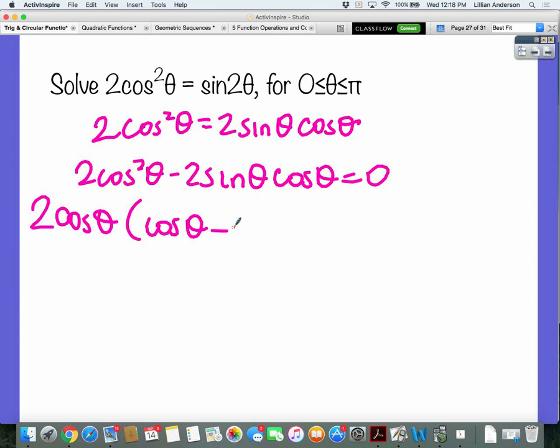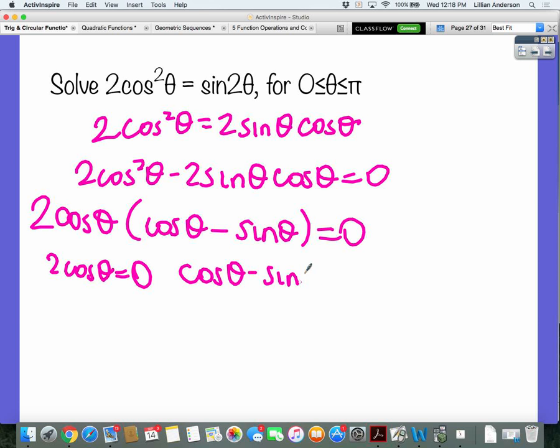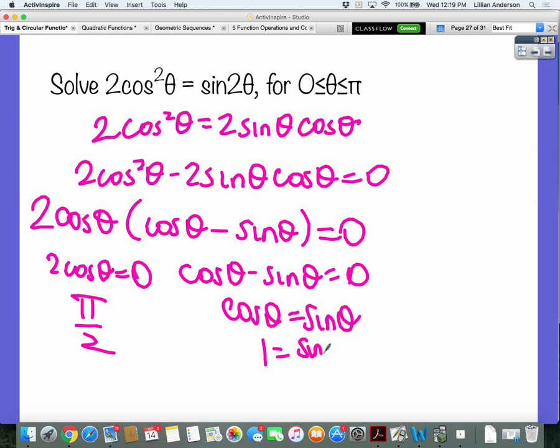You have cosine theta times the quantity cosine theta minus sine theta, and you'll be able to apply the zero product property. You can only say factors equal to 0 only. That's why it's called zero product property. So you have 2 cosine theta equals 0, and then cosine theta minus sine theta equals 0. Where is cosine equals 0? 90 degrees, pi over 2. And over here, what you would need to do is divide by cosine, and basically what you have is 1 equals tangent theta.